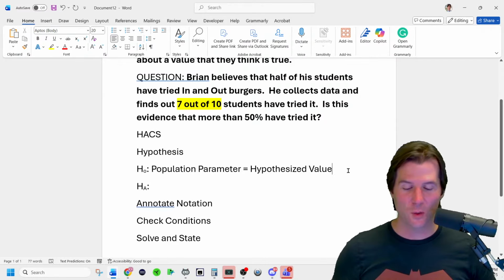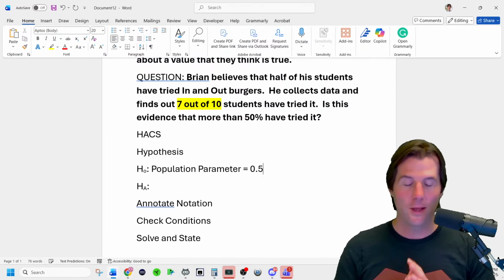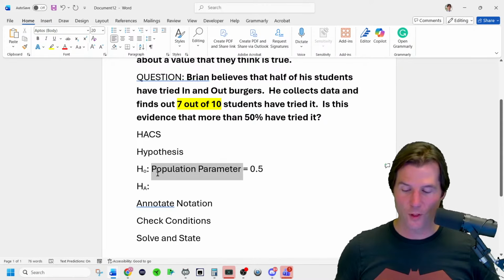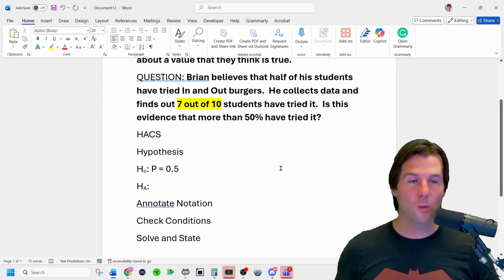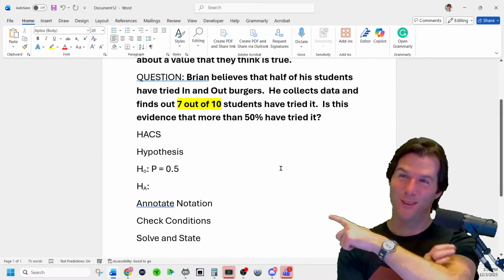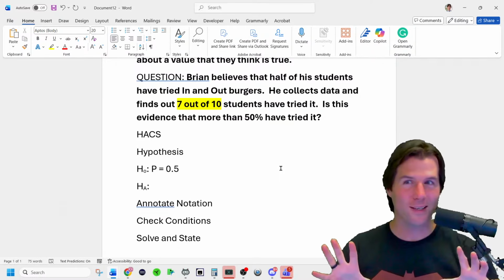Very close, Abby. You have the hypothesized value, that is true, but you're missing the parameter, and John's got the parameter. We're testing if the true proportion of people who've tried In-N-Out is equal to 50%. But it's not p hat, because we're testing whether it is true. Good work, everybody. Good practice.